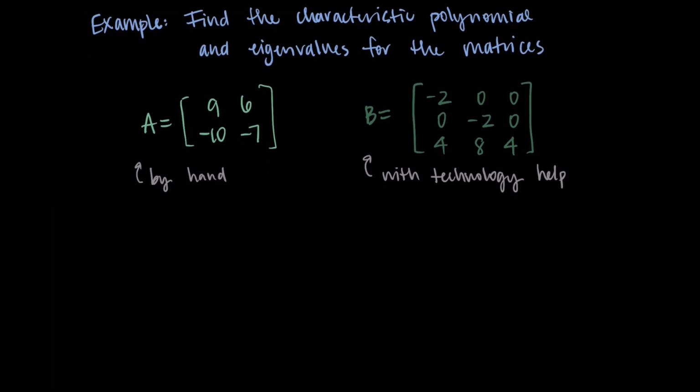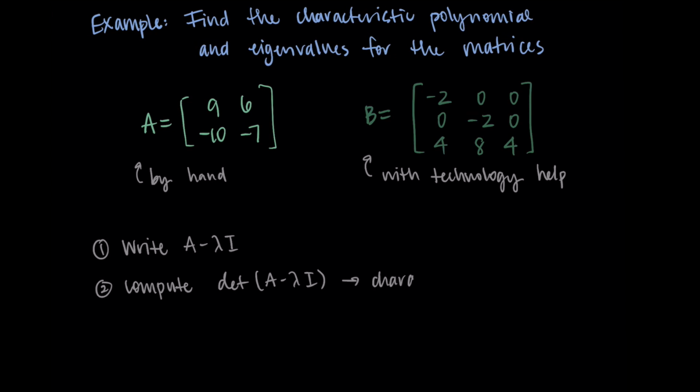So I want to let you try these ones on your own, but before I send you to do that, let's remind ourselves of the steps that we follow. So our first step is to write A minus lambda I, or it'll be B minus lambda I for the B matrix. Then we compute the determinant of this matrix, which gives us the characteristic polynomial. So we're looking for the characteristic polynomial as a part of this question, and then we're going to use that characteristic polynomial to find the eigenvalues.